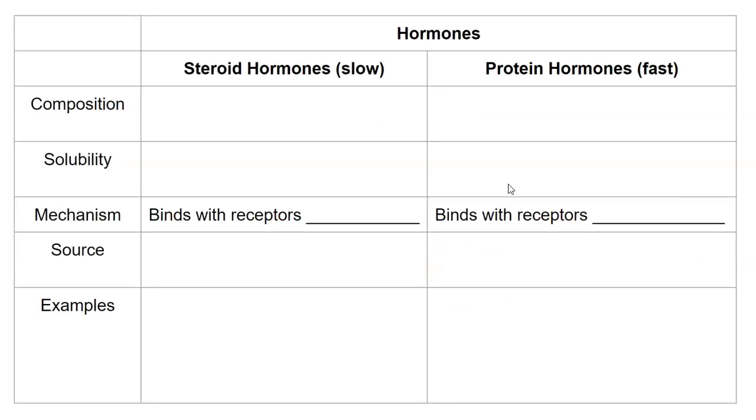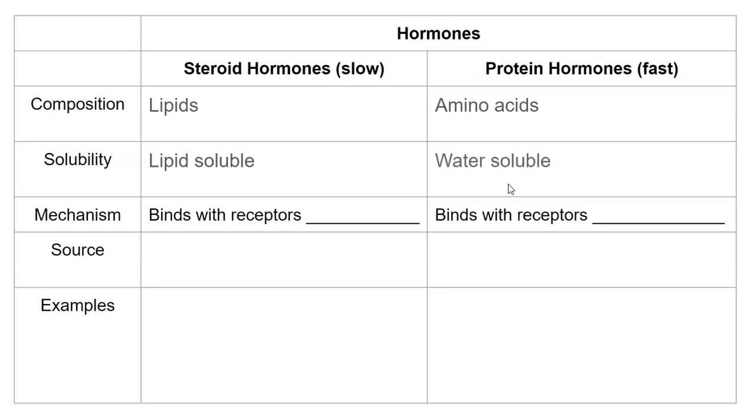So steroid hormones are slow-acting and are made up of lipids, which are fats. Protein hormones are made up of amino acids, which are the smallest pieces of a protein. Steroid hormones that are made up of lipids are lipid soluble, which means they dissolve in fat and they'll hang out in your fat tissue, whereas protein hormones are only water soluble.